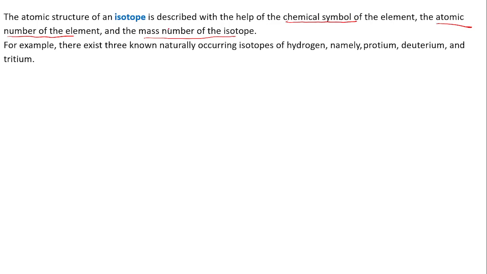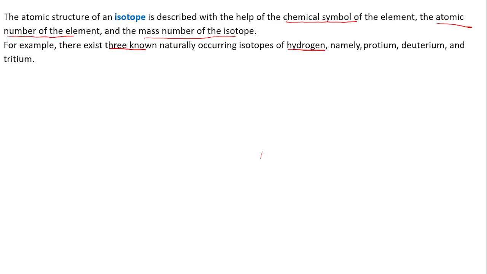For example, there are three naturally occurring isotopes of hydrogen. The first one is protium, which is the most common type of hydrogen isotope. Then we have deuterium, and the last one is tritium. All these are isotopes of hydrogen.